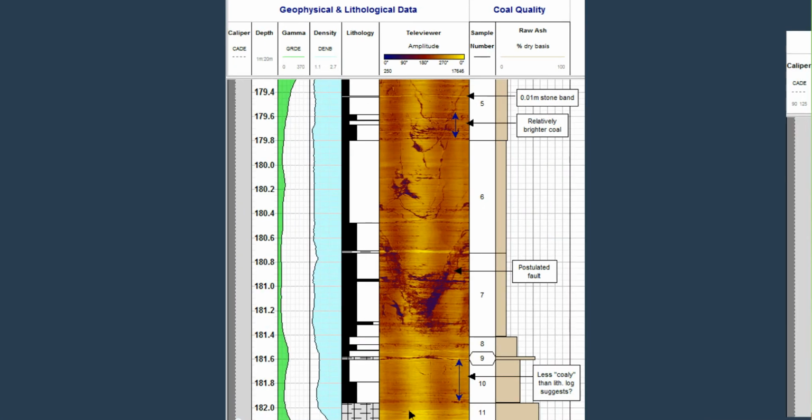But in terms of increasing the accuracy of geological logging, the amplitude log really shines when it comes to coal seams. Here is a 1:20 view of the basal part of a Great Northern Seam intersection. The figure also includes some common geophysical logs and a raw ash profile. Let's look at some of the fine detail that can be seen.